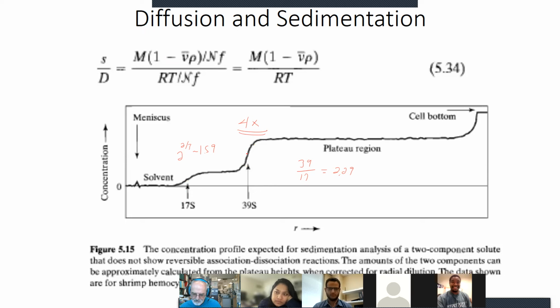Okay. The other thing I should point out here is this is S on D. Notice the S equation is up here in the numerator, and the D equation is down here in the denominator. They both are divided by NF, so they cancel. And what you get is M1 minus V bar rho over RT.